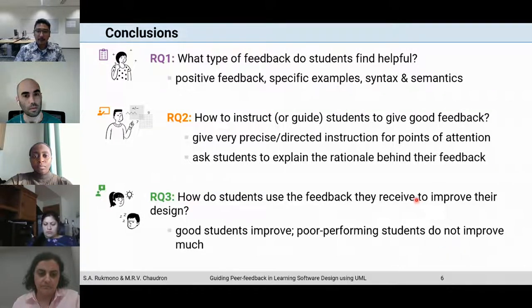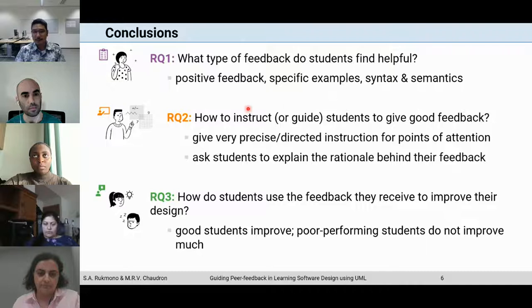And then we also find that students like to be given specific examples or instances in the feedback, for example which particular classes are not good. And then also we need to separate feedback on syntax and semantics.